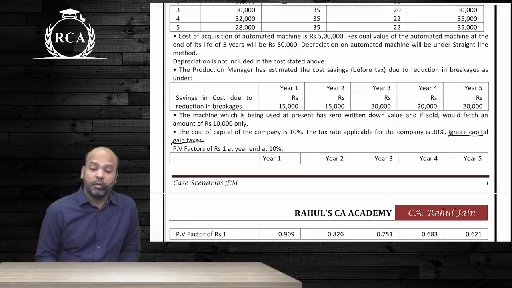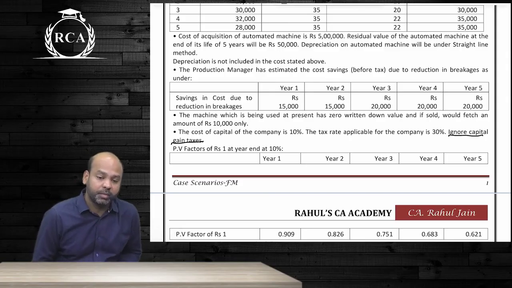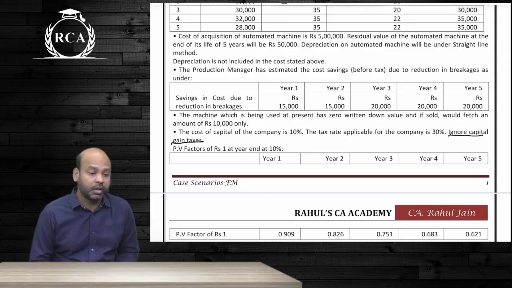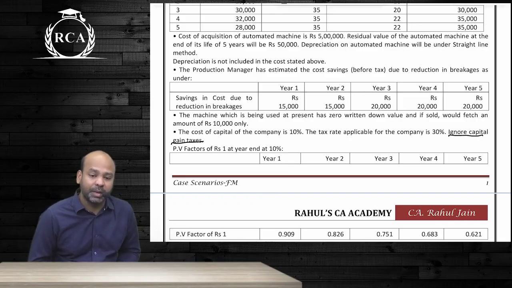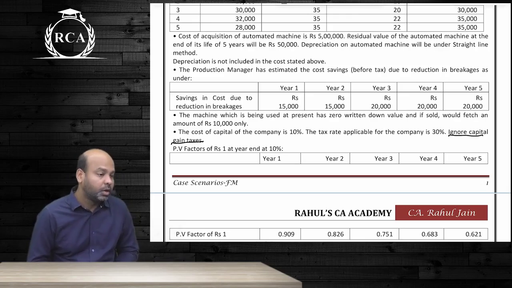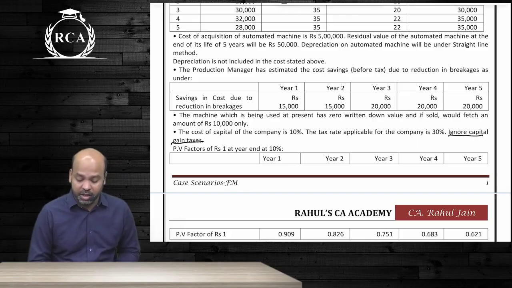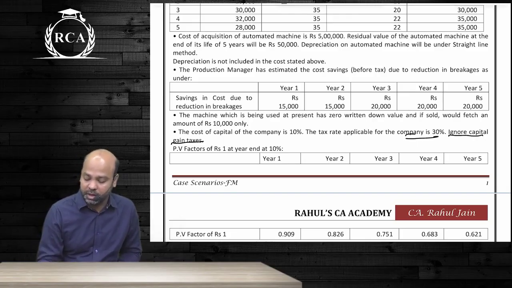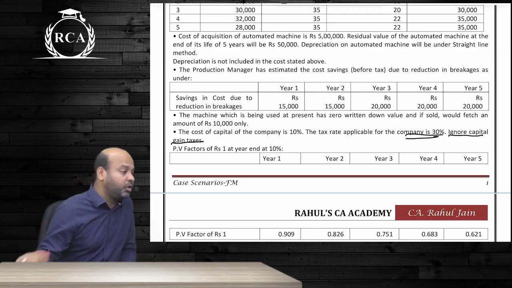Whenever you take a replacement decision, it should always be on an incremental basis. Now, if they wouldn't have given the capital gain tax exemption, by selling the machine for 10,000, I would be making a profit of 10,000 because the machine has a zero written down value. On that I would have paid a tax of 30%, 3,000. My net sale proceeds would have been only 7,000.